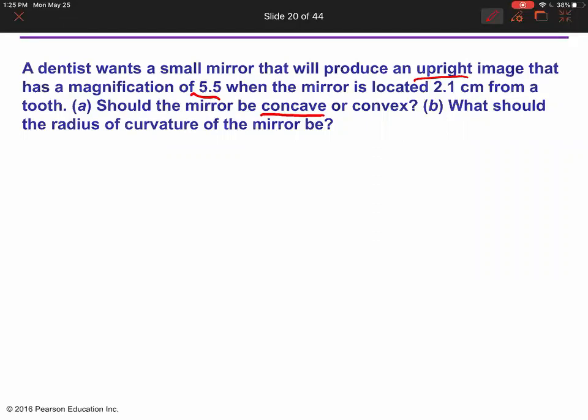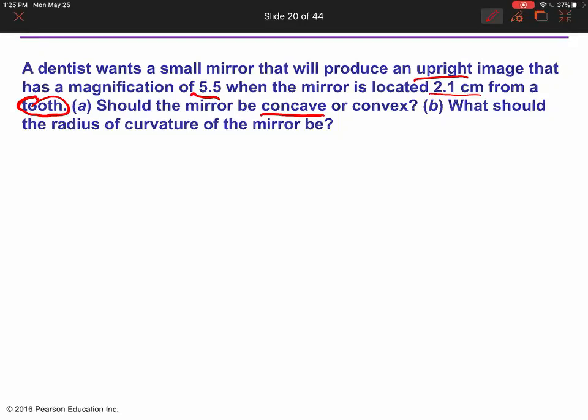That means in this case, the tooth is our object, which is located 2.1 centimeters from the mirror, and the mirror has to generate a 5.5 times larger image, which is upright. That means we have to use a concave mirror, where we get magnification larger, so positive large magnification in order to do that. So we know it has to be a concave mirror, again, because we want a virtual larger image.